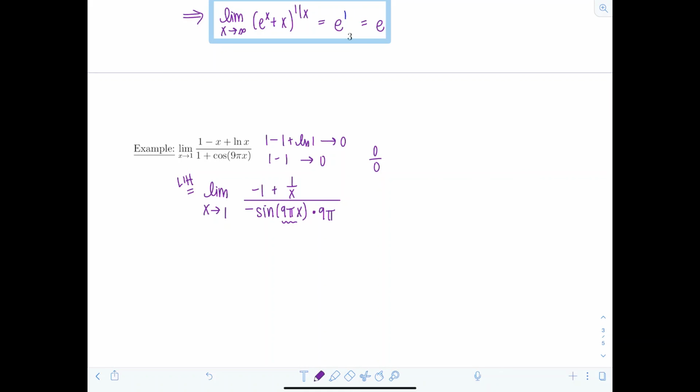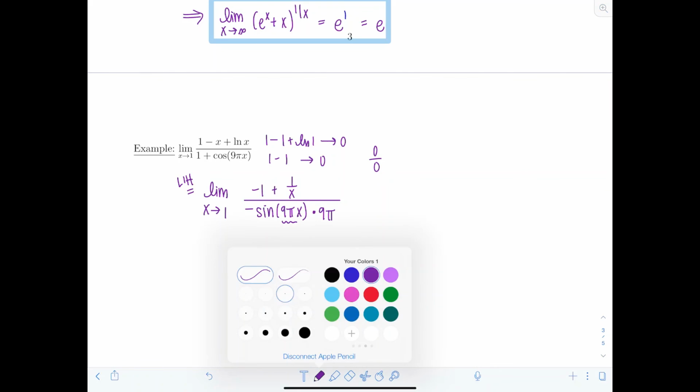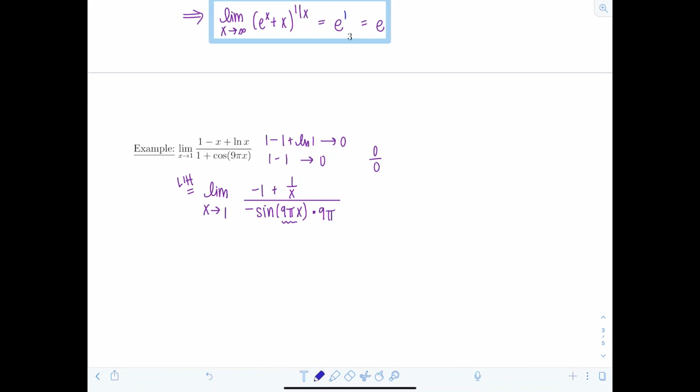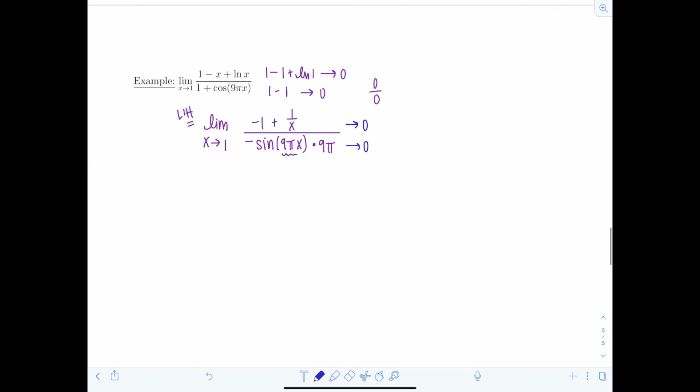All right, looks good. Can I evaluate the limit the way it's written right now? Well, let's see here. So the numerator, as x approaches 1, I'm going to have negative 1 plus 1, so the numerator is approaching 0. And then as x approaches 1, well, sine of odd multiples of pi, that's going to be 0. And then 0 times 9 pi, that's still going to 0. So 0 over 0 is an indeterminate form, but I'm allowed to use L'Hopital's rule yet again. So I have the limit as x approaches 1.